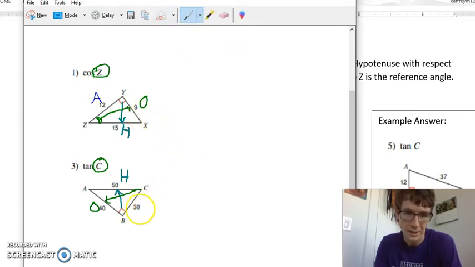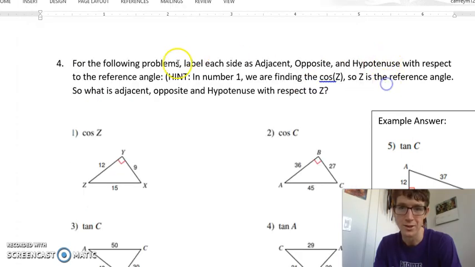So I'm going to label this one right here as adjacent. And if you check, 30 is next to the angle C, whichever isn't the hypotenuse. So that's actually all you have to do for part 4, for this first step. And so I want you guys to do it for 2 and 4. What is the opposite? What is the adjacent?